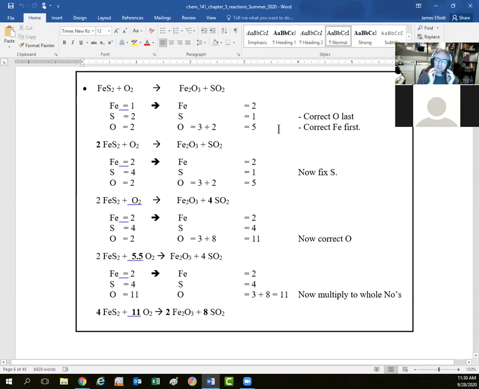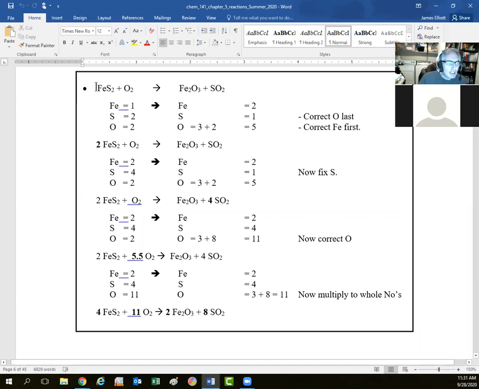Any questions at this point on any of the ones we've done so far? Making sense? Nope. Somebody's taking a shower while they listen to the chemistry. That's a new one.